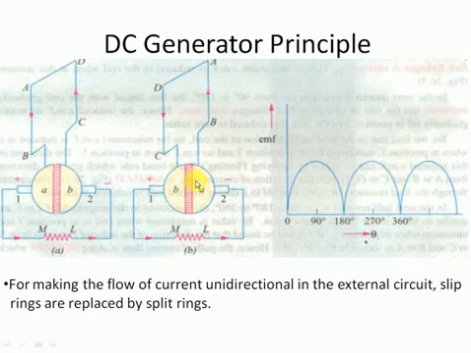Is that clear? If instead of split rings you are using slip rings, then after 180 degrees of rotation the polarity at the brushes will also get reversed and the load voltage will also be AC in nature. Hope the working principle of the DC generator is very clear to you.